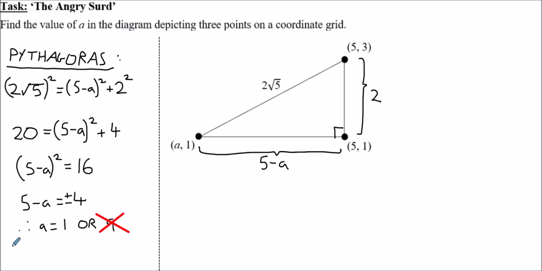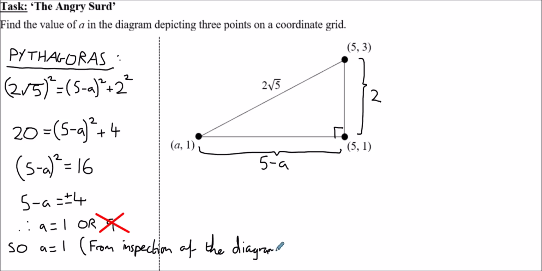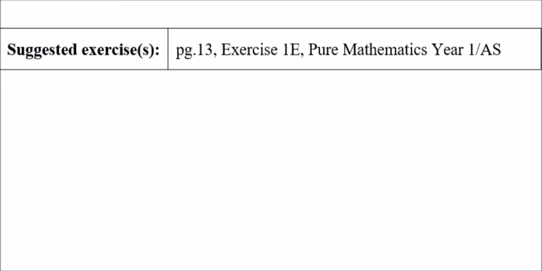So we can just say, so A must be 1. If you want a justification, just say something like from inspection of the diagram. But it's pretty obvious that it can't be 9. So in case a question asks you, deduce why 9 can't be a solution, or say why there's only one solution to this quadratic, it's because of the diagram. It's because from the geometry of the diagram, we have to reject the option of A being 9, because it just can't be.